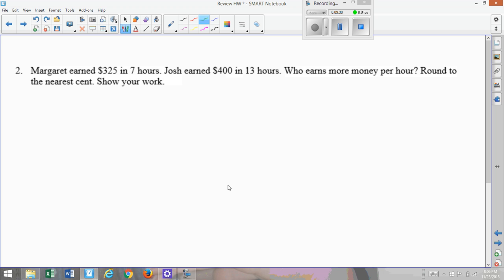Margaret earned $325 in 7 hours. Josh earned $400 in 13 hours. Who earns more money per hour? Round your answer to the nearest cent. Show your work. Again, make sure that you add those decimals. So it's going to be $325 per 7 hours. It's going to be equivalent to how much of an hourly rate? This one will be $400 for 13 hours. Set that equal to 1 hour because we're trying to find the hourly rate. And then you can crisscross divide, which is going to be 325 divided by 7.